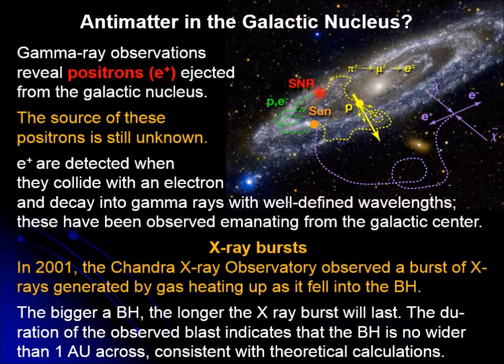Another possibility is to look at X-rays, and the Chandra has observed bursts of X-rays. And these come from the gas, and we suppose that what happens is that they are produced whenever mass falls into a black hole. And also there is a connection here: the bigger the black hole, the longer the X-ray burst will last. And what we have seen up to now is that the black hole that we have is no more than one astronomical unit across, which is consistent with theoretical calculations.